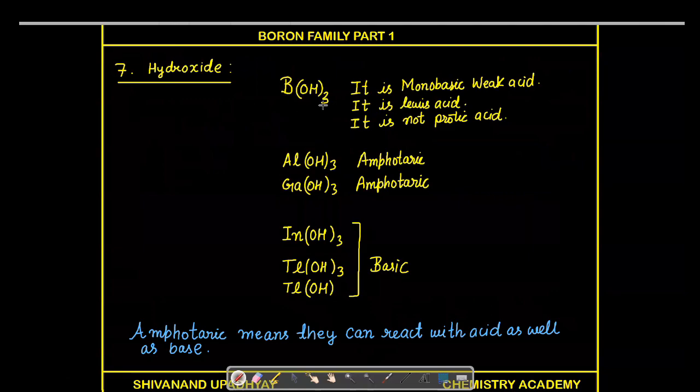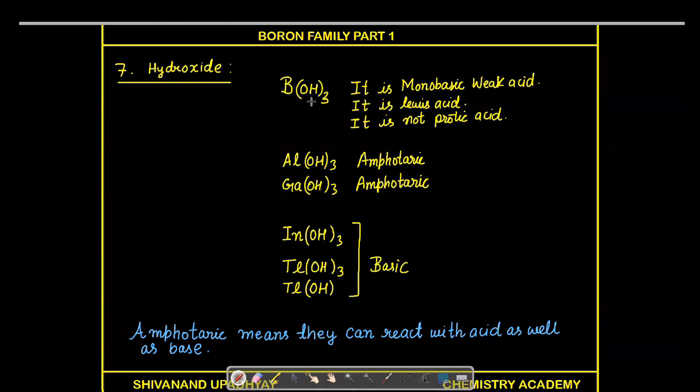Hydroxides of the boron family. The first is boric acid, B(OH)3. It is not a hydroxide; basically, it is an acid. But aluminium hydroxide and gallium hydroxide are amphoteric in nature, and indium and thallium hydroxides are basic in nature.